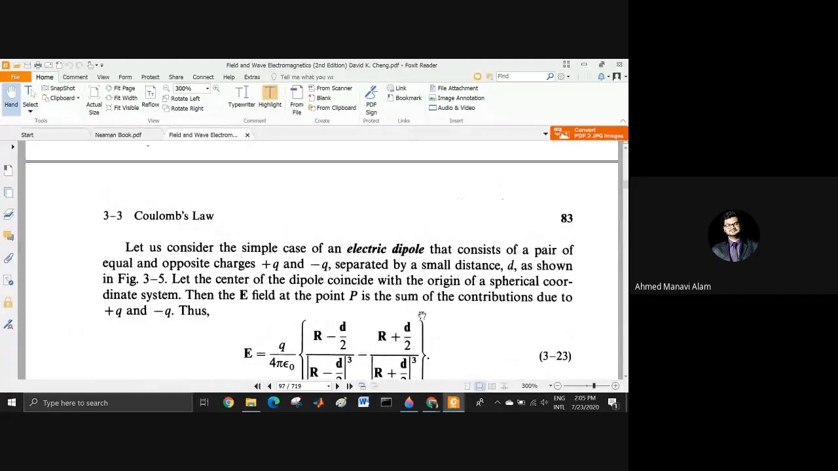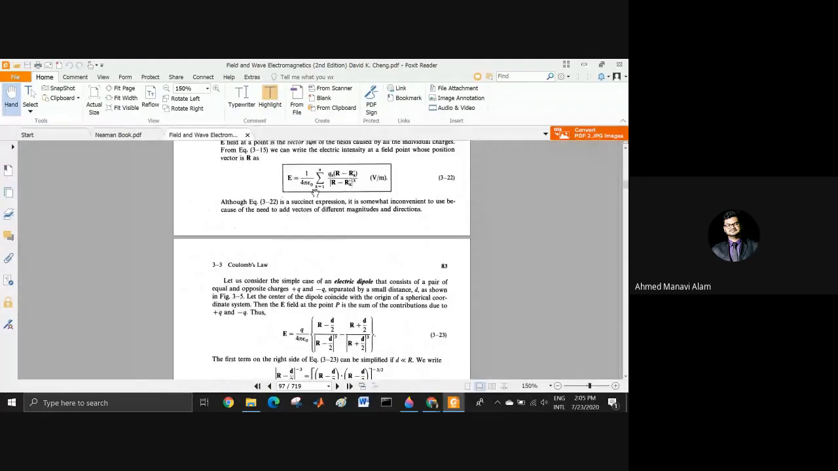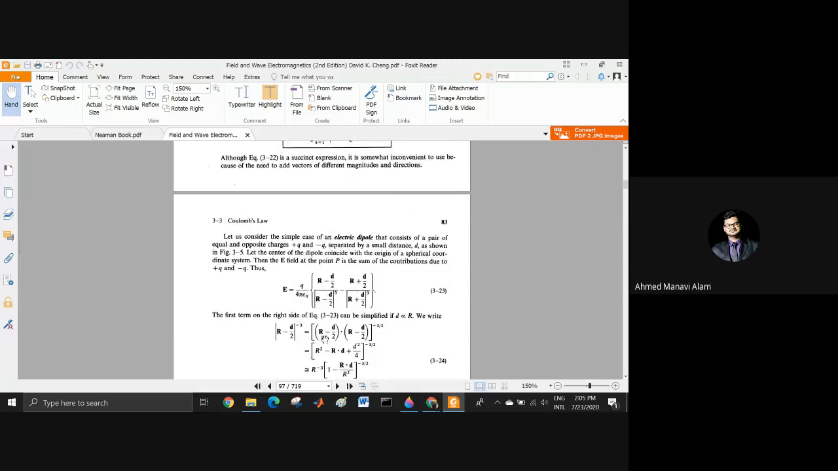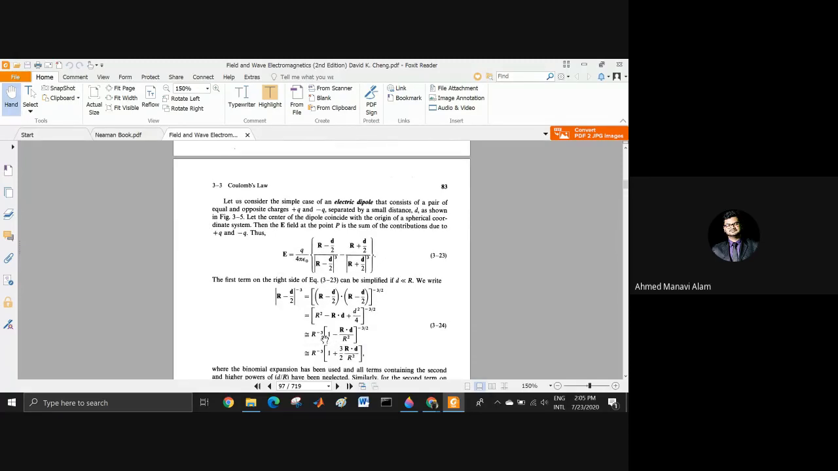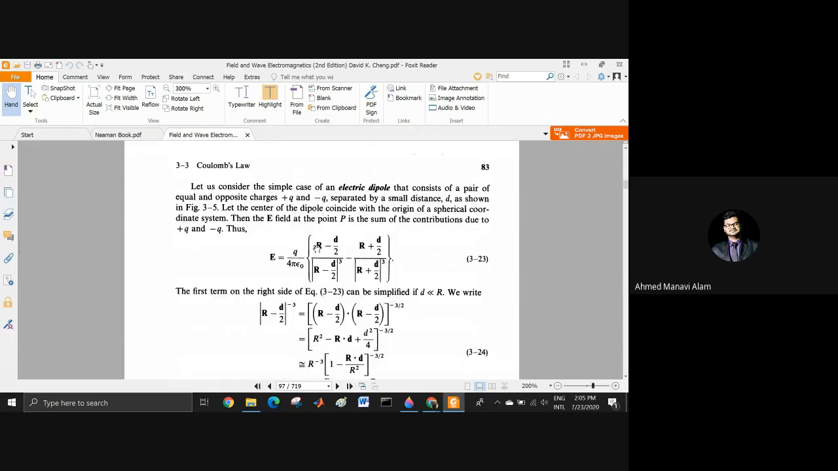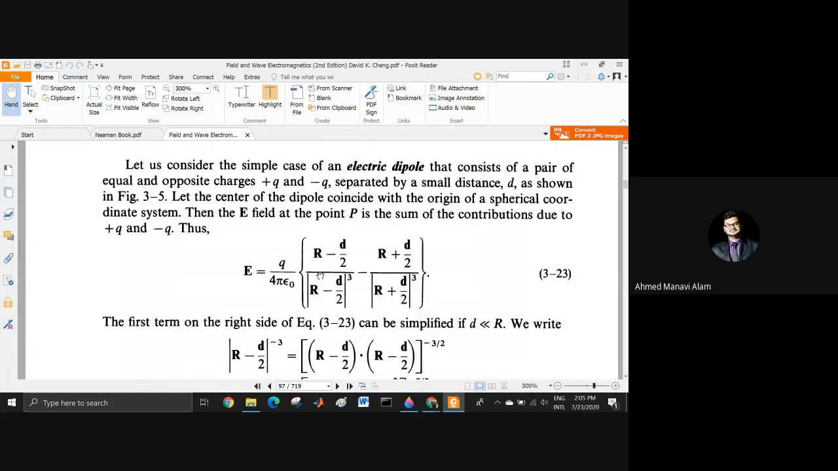As you have already seen, whenever there are more than one charge, the electric field intensity is the summation for all the cases. Now, as there are two charges, that means summation for both cases. So the electric field E at the point P is the sum of the contributions due to the plus Q and minus Q. So for the plus Q, what they have done here, they have put two values.